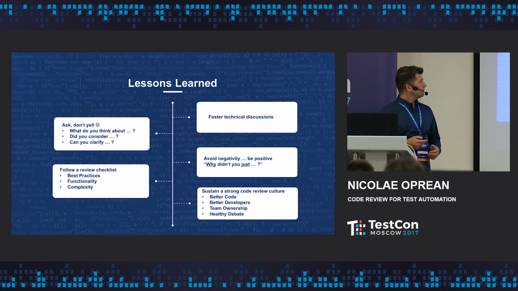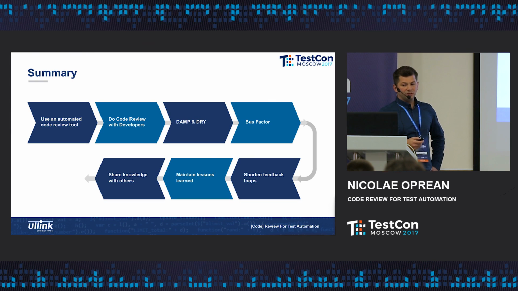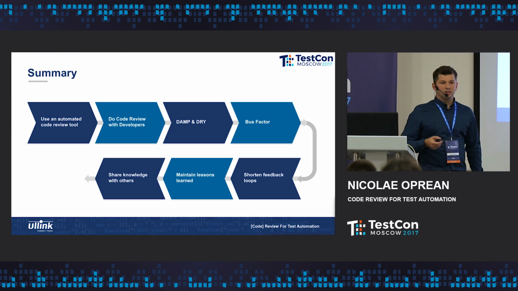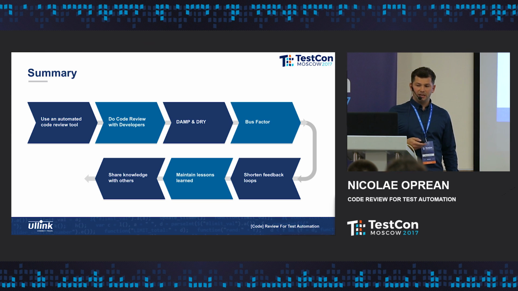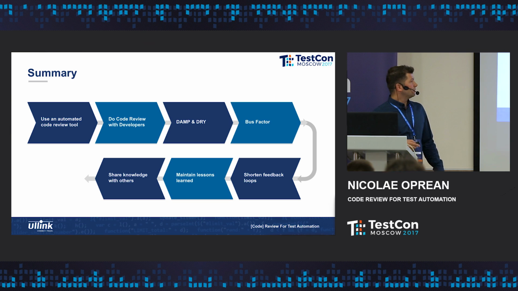In summary, I suggest you use an automated code review tool. We use Gerrit, but you can use any other tool, and integrate it with Git. Try to do code review together with developers. You know that developers always have better experience than us on programming, and they can come with improved technical solutions. This will increase the technical knowledge. Try to follow the DAMP and DRY principles. Use the single responsibility from SOLID principles.